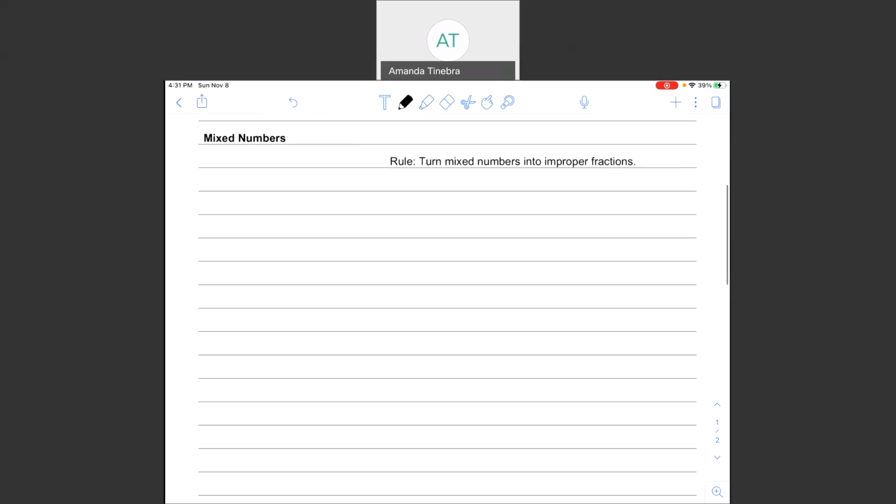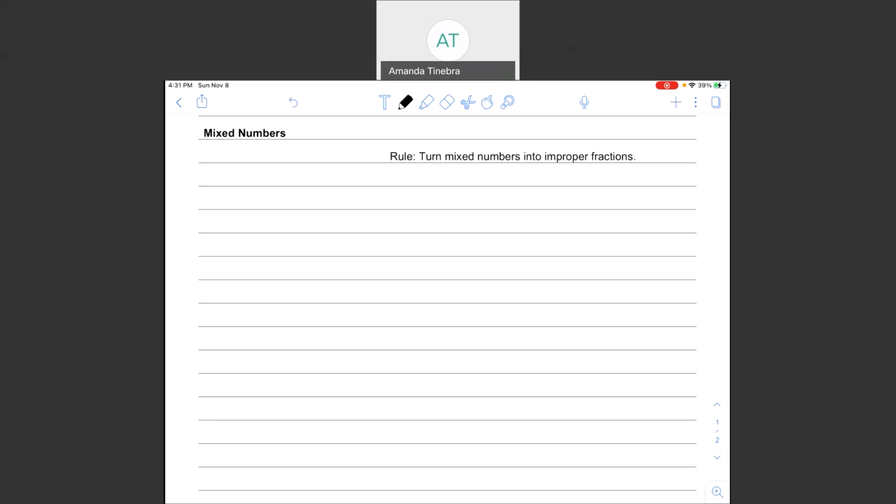So for multiplying mixed numbers, it's going to be very, very similar to when we were multiplying proper fractions with just one extra step. So starting with an example here, we have 1 3/5 times 1 2/5. And our rule is very simple. We're going to turn the mixed numbers into improper fractions, and then we can multiply just like we did in our last video.